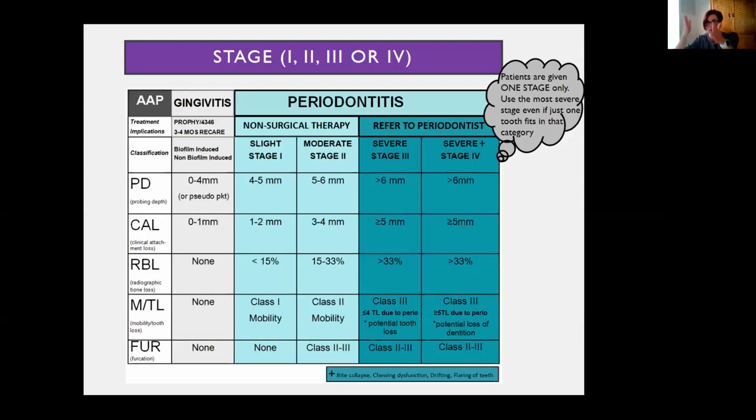This is telling you what's consistent with each of these stages. But like I said, when we grab the stage, we're going to use the clinical attachment loss as primary. And you're going to give them one stage, and it is going to be the most severe. So if they have one tooth that belongs at 3, then they get a stage 3. Okay? And also, the stage is not going to change unless it gets worse. In other words, if they improve, they still keep that stage. The grade may improve because it's not progressing, but they're going to keep that stage.